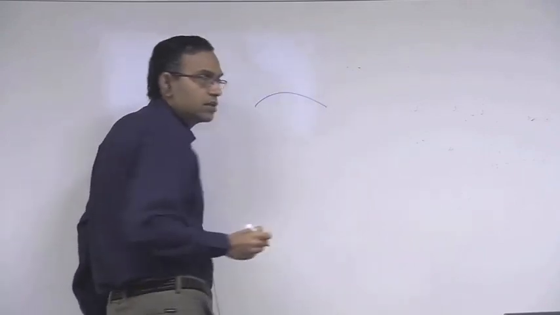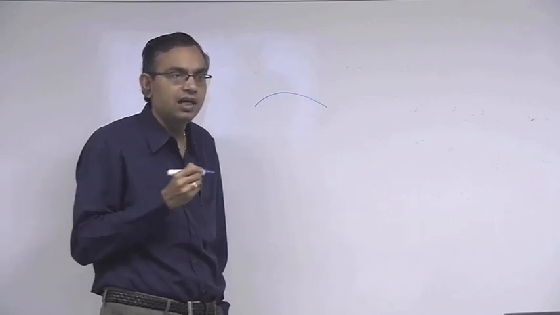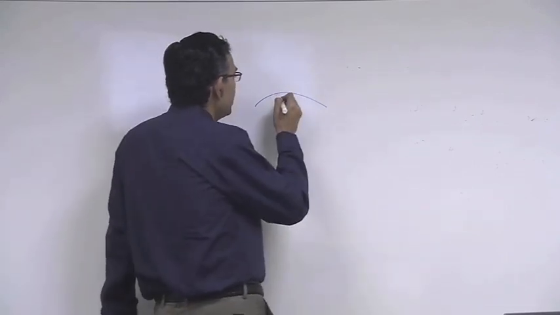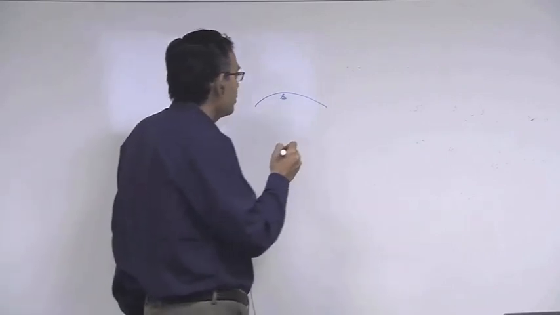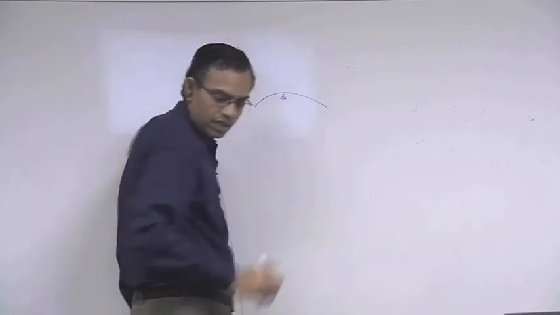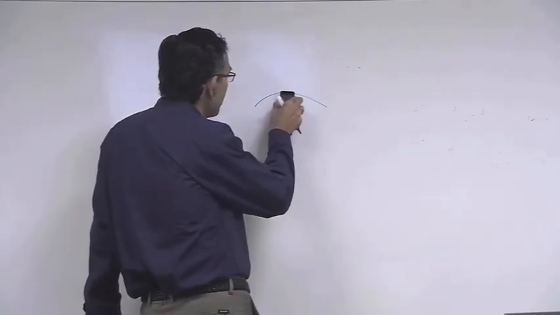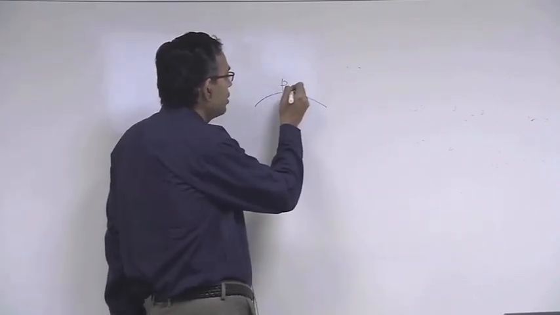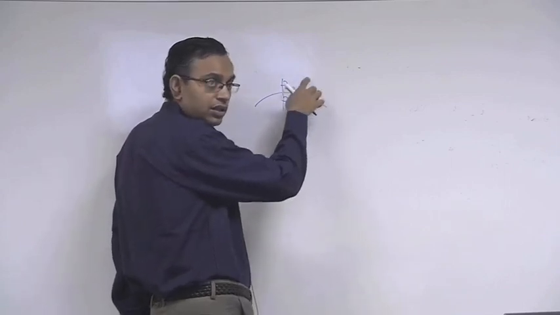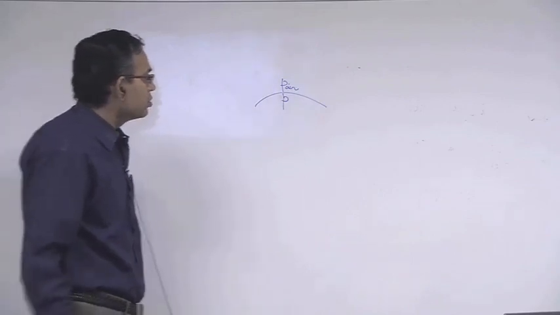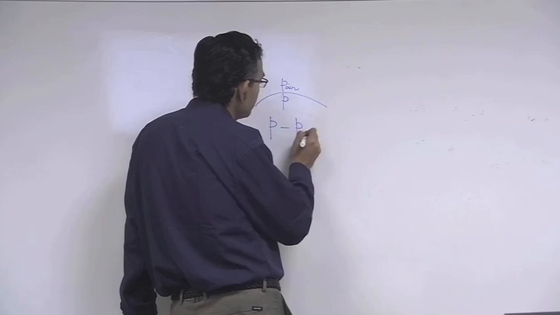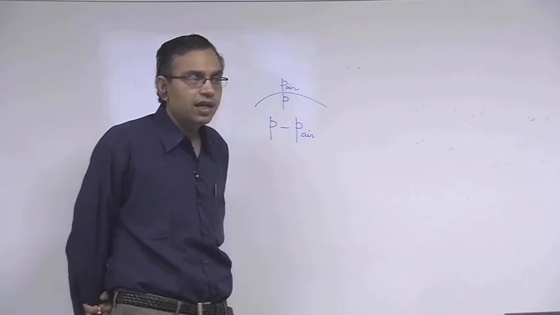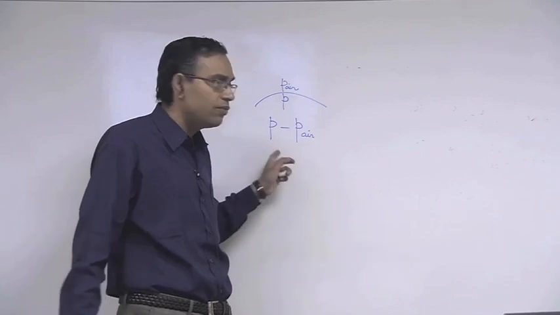When you have an interface, we have discussed the tangential stress balance earlier, but what about the normal stress? When you have a curved surface, let us say this is S, and this is denoted not S, we will use a different subscript, no subscript. Let us say here the pressure is P and here the pressure is P air. On this side there is liquid, on this side there is air. So, P minus P air, this is the pressure difference, the equivalent normal pressure difference in form of normal stress.